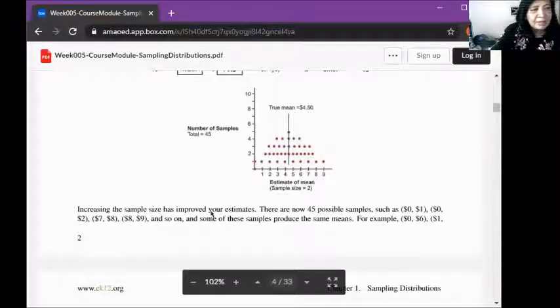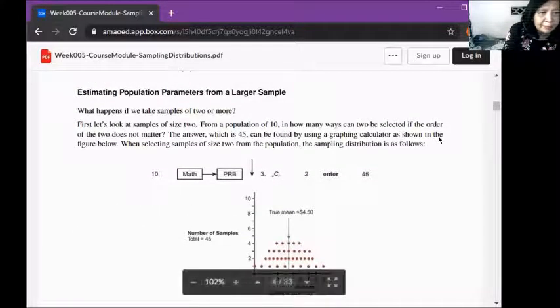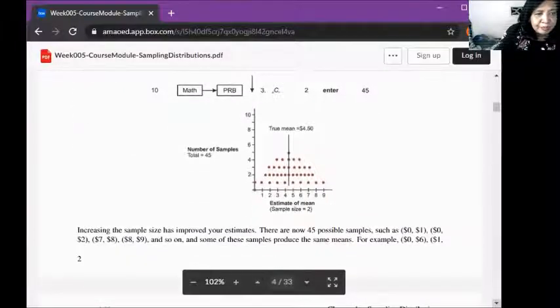Increasing the sample size improves your estimates. Actually, what we are trying to point out here is the 4.5. This is with the help of the graphing calculator, but if you don't have one, you might as well just consider how many possible combinations you will have for two samples. So there are now 45 samples.